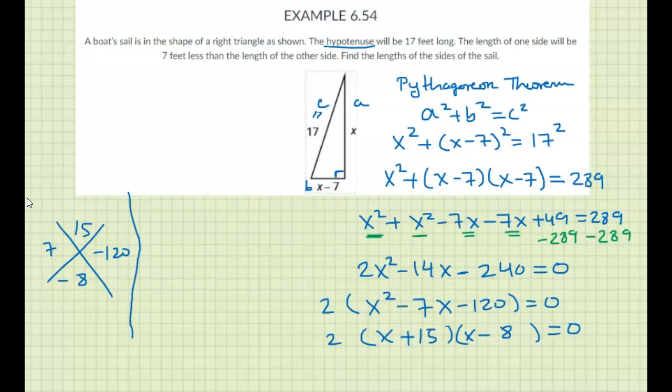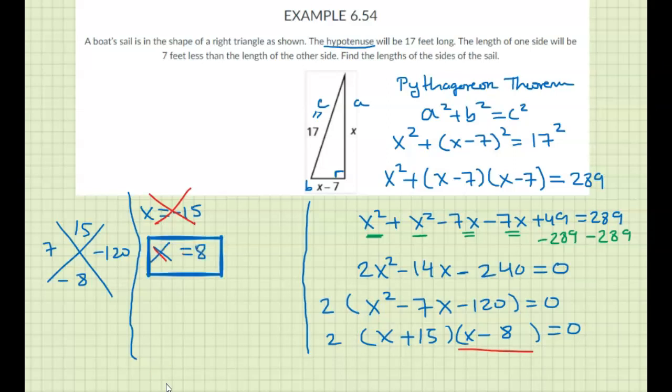Alright, so let's see what solutions I get for this. So two solutions, x equals negative 15, which does not make sense because you get a negative length. And the other option comes from here, x equals 8. And this one makes sense. Right? Let's see if we got everything we need. Find the lengths of the sides of the sail.